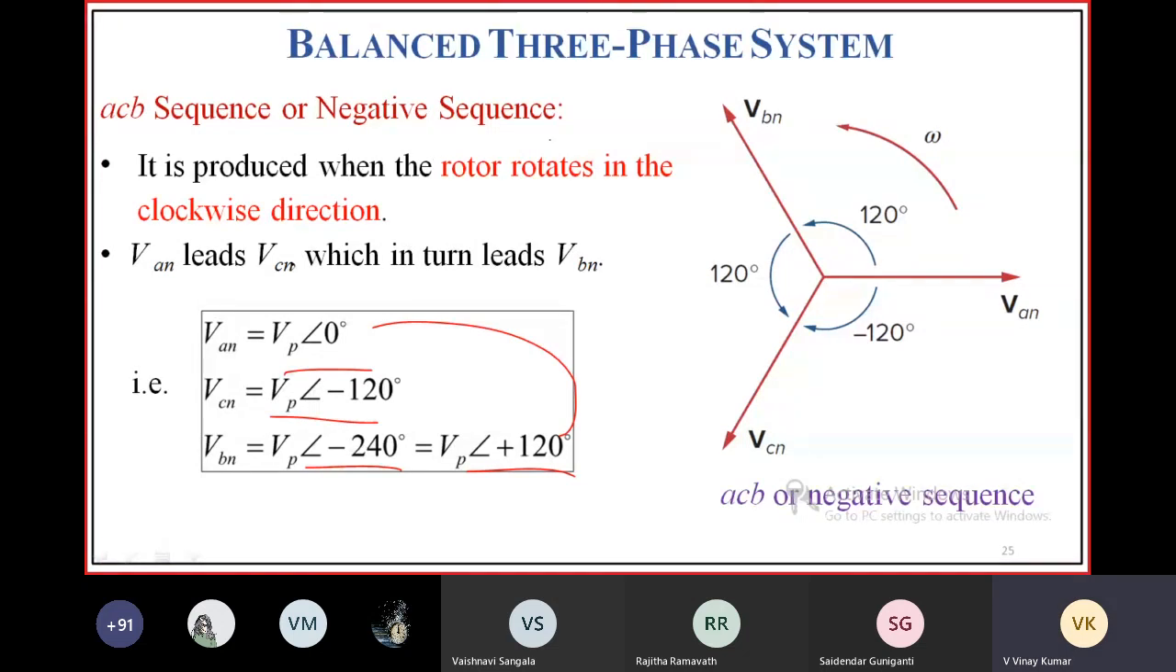The rotor rotates in clockwise direction. Phase A attains positive voltage first, then phase C, then phase B, as it is having ACB sequence, negative sequence.